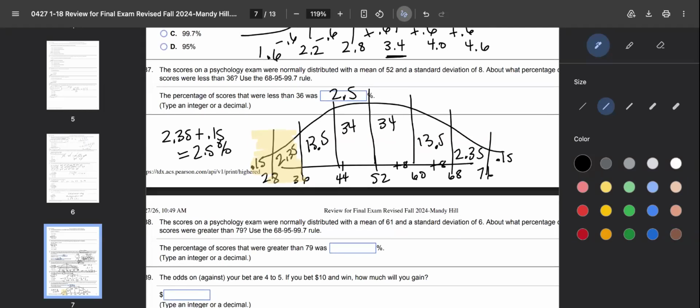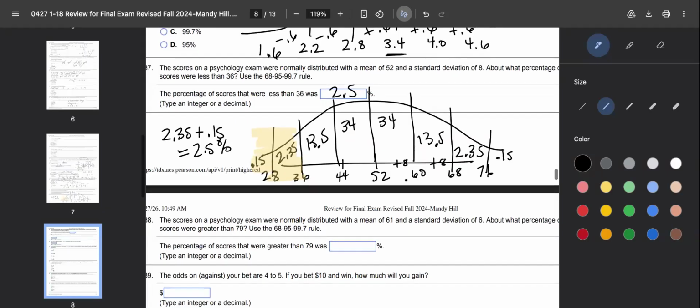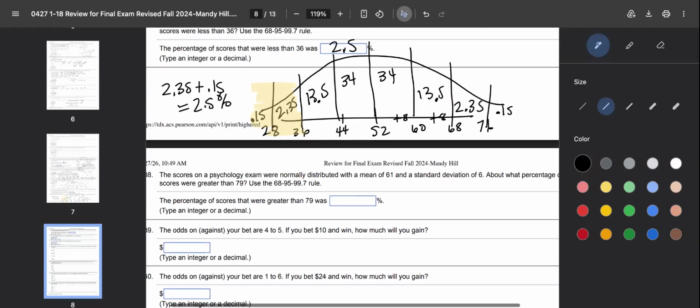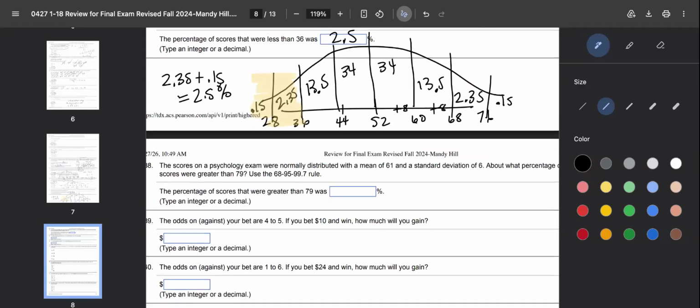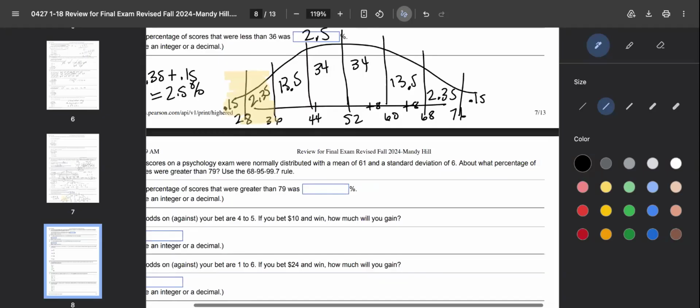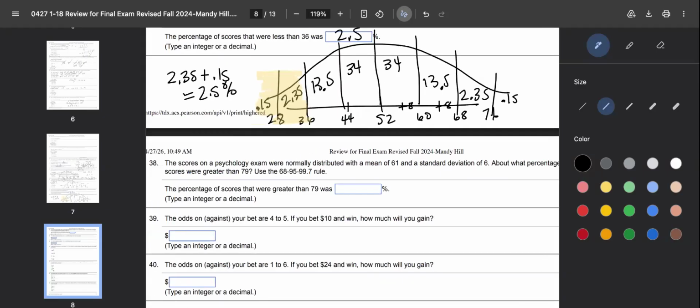Okay, lovely human beings. Last question for tonight. Well, unless you have another question about something that I will be happy to answer. But the scores on a psychology exam were normally distributed with a mean of 61 and a standard deviation of 6. About what percentage of scores were greater than 79?